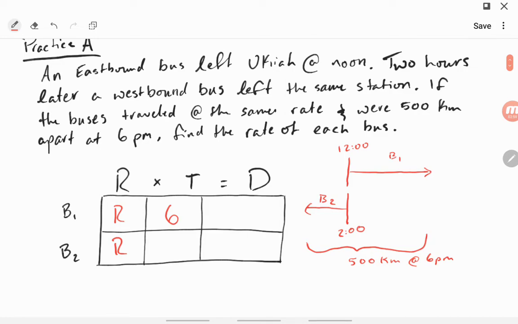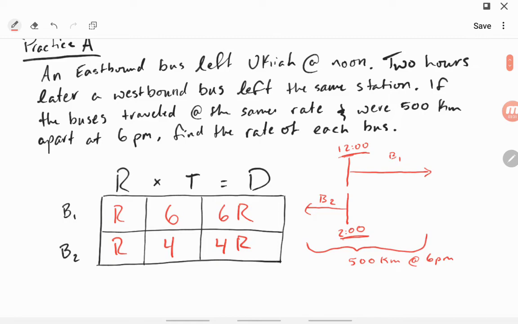What about bus 2? Well, it left 2 hours later than bus 1, right? 2 hours later than bus 1. So at 2 o'clock, 2 to 6, well, that's just 4 hours. So what's the distance of bus 1? Well, we don't know the exact distance, but what we do know is that rate times time is distance. So we get to say 6 times the rate is the distance that bus 1 went. We get to say 4 times the rate is the distance that bus 2 went.